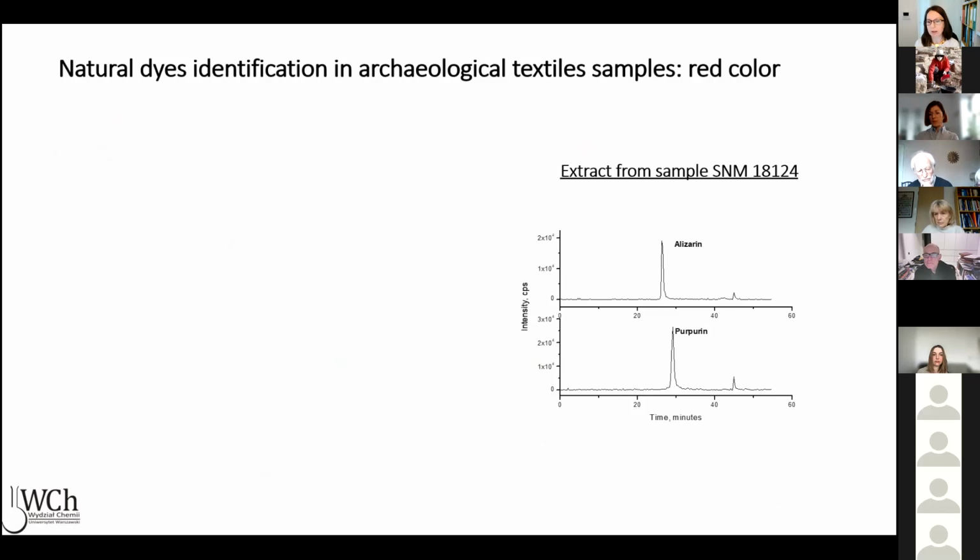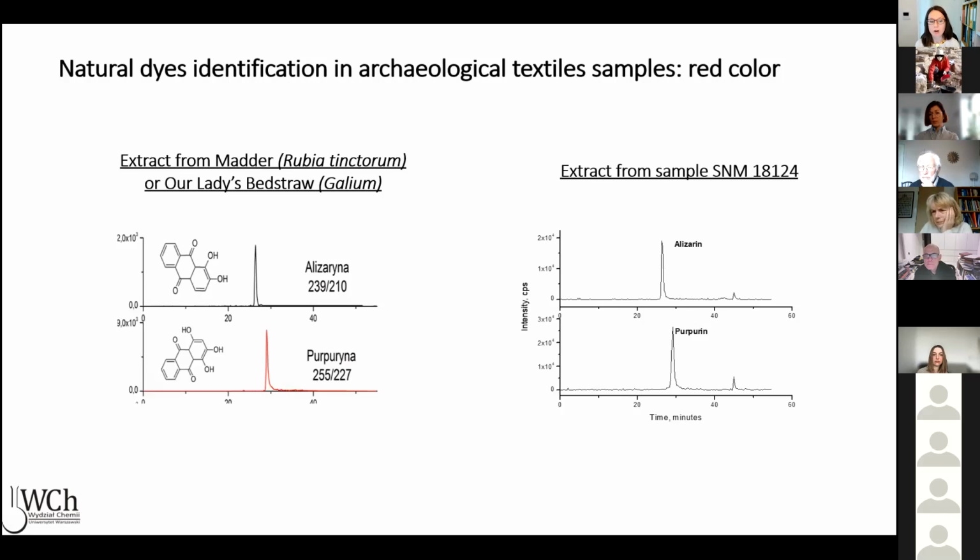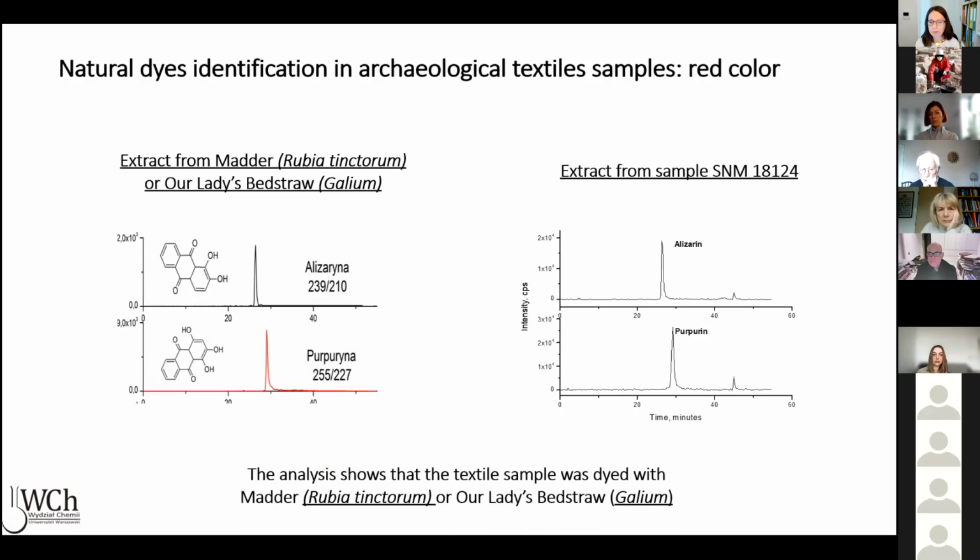It was dissolved, and the result was that the sample contained alizarin and purpurine, which are in fact the markers of two possible dye sources, plant sources, madder or Our Lady's bedstraw. So this is the first answer we had. Our textile was dyed with madder or with Our Lady's bedstraw.